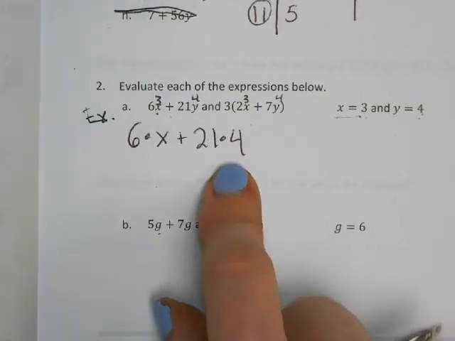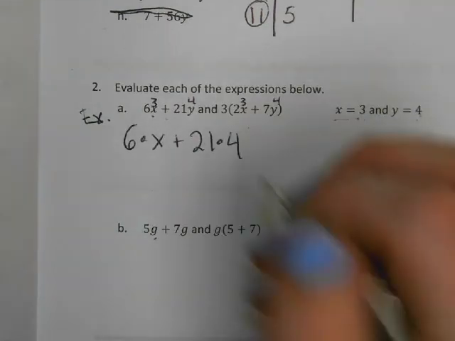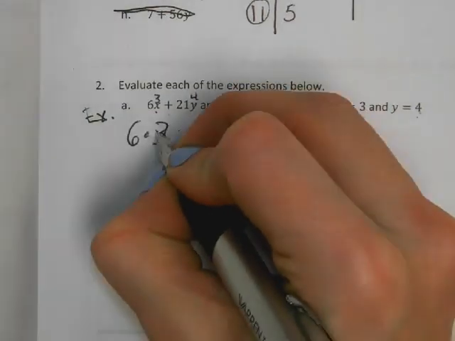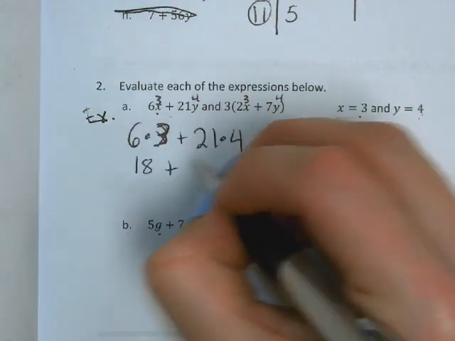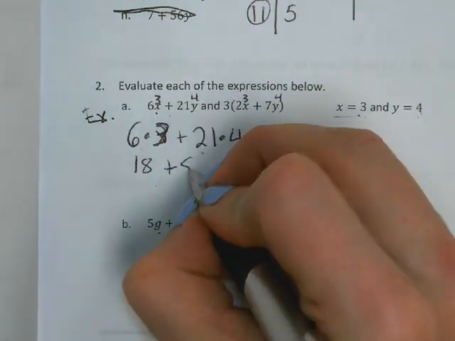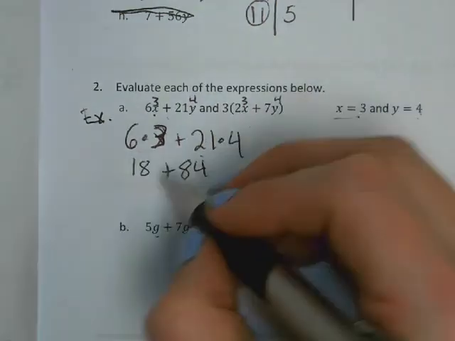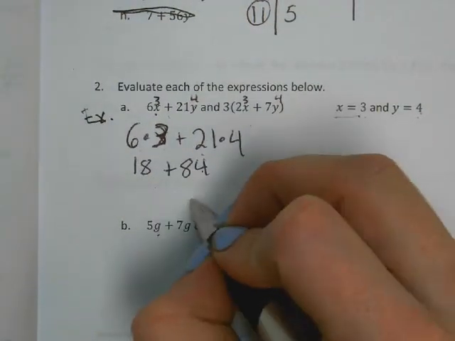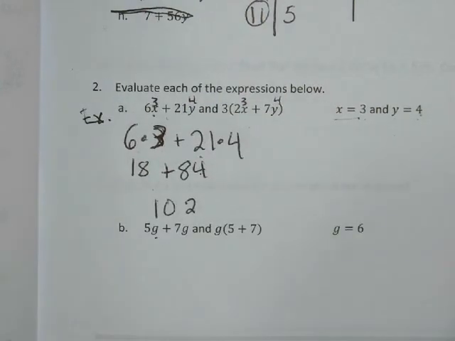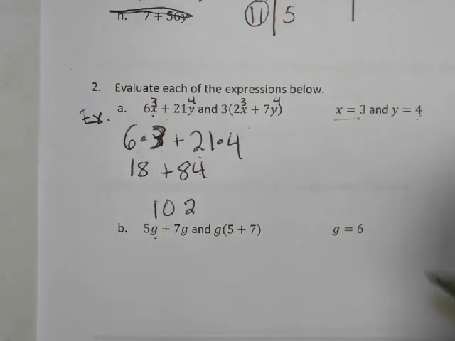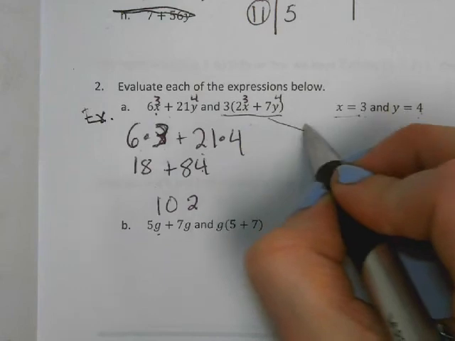Okay, so this should be a 3. So I have 6 times 3, which is 18. And I have 21 times 4, which is 84. If I add those together, that gives me 102. Now I'm going to have to solve this one over here.